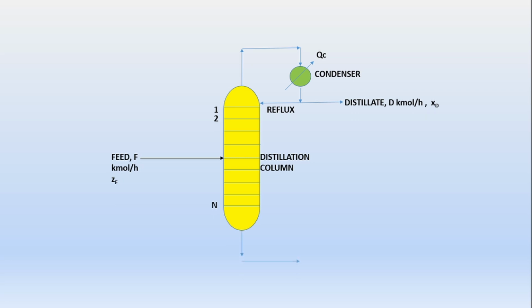The bottom stream, which is a liquid, is heated in a reboiler. So we are providing the energy QB, and the vapor generated from this reboiler is sent back to the column, and the liquid product from this reboiler is recovered as the bottom product, W kilomole per hour. XW is the mole fraction of the bottom product, and the distillate flow rate is D kilomole per hour. Its mole fraction is XD. Reflux is L.